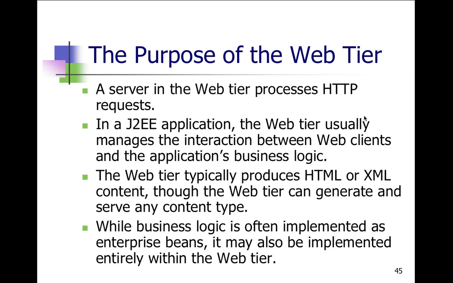So the Java 2 EE platform, the web tier itself, usually manages the interaction between the web clients and the business logic. So the web tier is the front end, and that's what we usually refer to as the entire application, although it's just handling the connections to the clients. It produces HTML, so the web tier typically stores all of the HTML documents, because it's the front face and it's what the client is actually accepting in terms of its output. Also XML content as well.